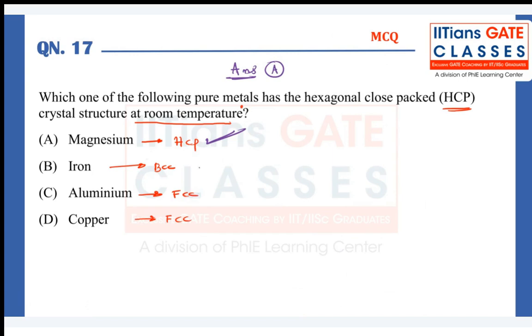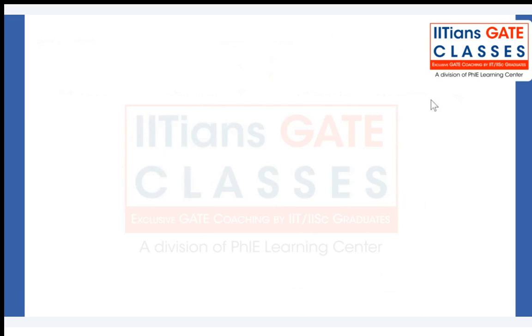We had discussed this, guys: aluminium, iron, copper. Have a look at this. Iron has a different structure up to 727 degrees centigrade, it is BCC. From 727 to 1400 degrees centigrade, it is FCC. But they particularly asked at room temperature. That is why at room temperature it is BCC. So that's the reason magnesium has the hexagonal close packed crystal structure. Right. Now let us move to the next question.